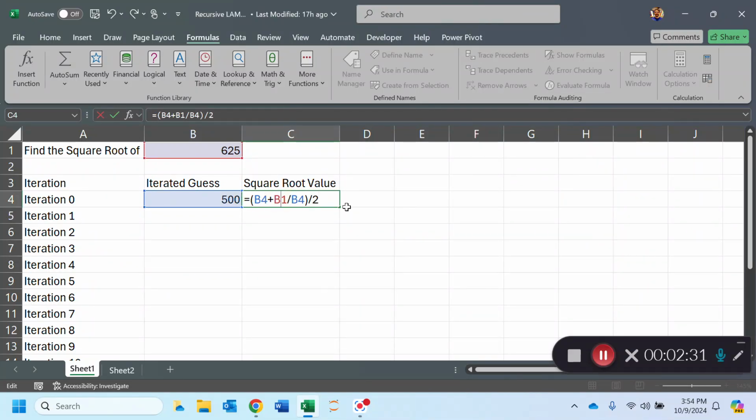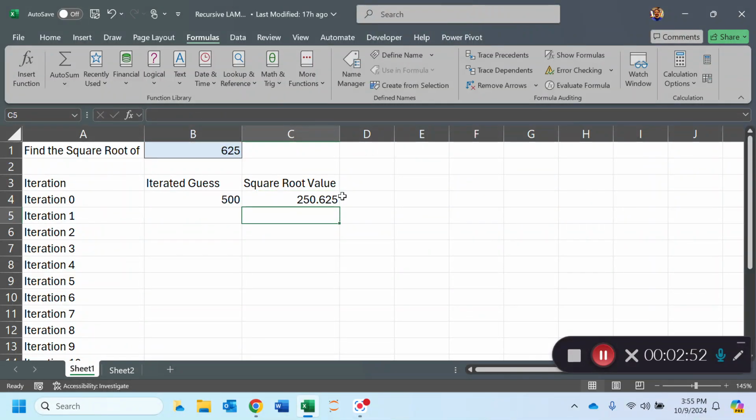We'll need to use a $ sign on B1. The reason for that is we are going to copy this down, and we do not want this to go from the first row. It's going to stay in the first row. And this is it. So initially, for the first iteration, using my initial guess, my value is 250. But we know that the square root of 625 is not 250, but it is going to converge to that value.